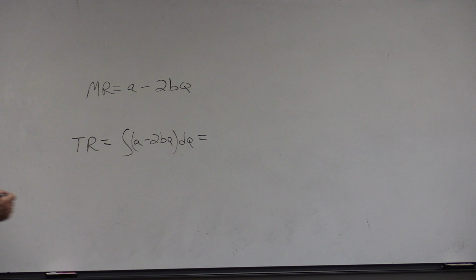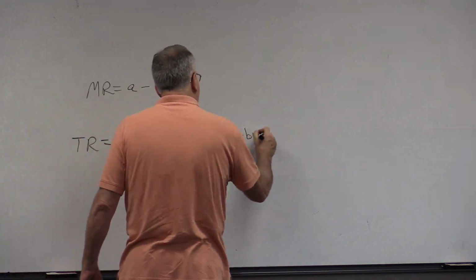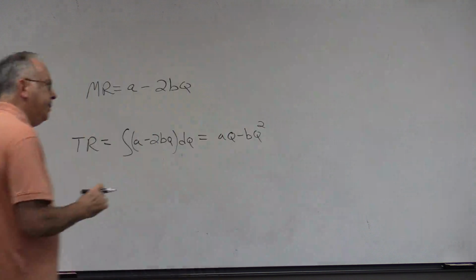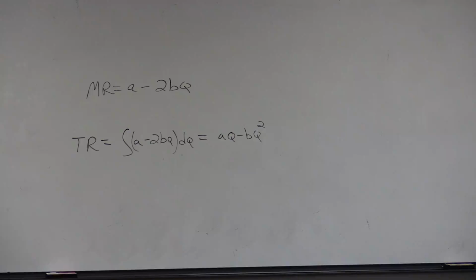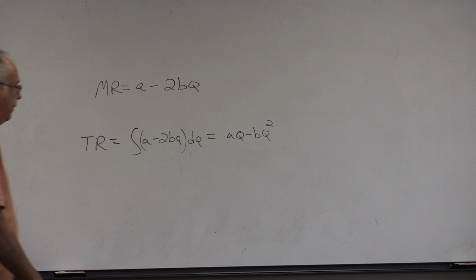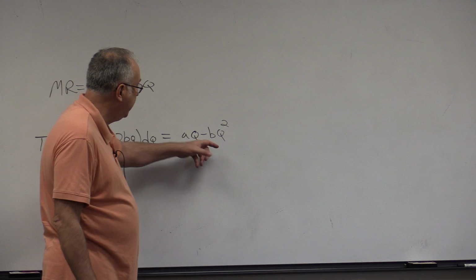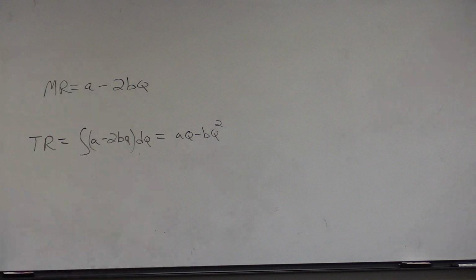AQ minus BQ squared. Right. Now, in this particular case, normally we would say plus a constant of integration. But typically, if output is 0, your revenue would be 0. So in this case, we wouldn't need a constant of integration under that assumption. Okay. So to verify that, just differentiate this. You get A minus 2BQ, which is marginal revenue.